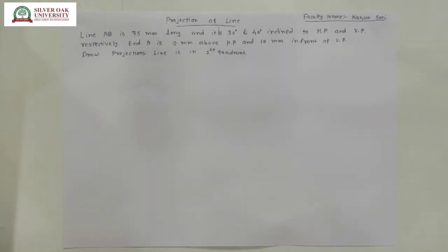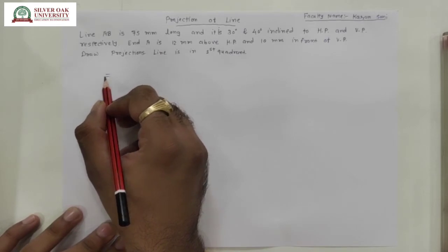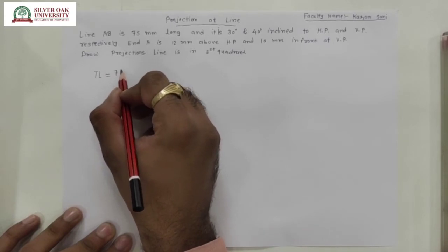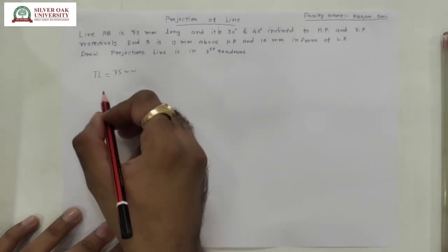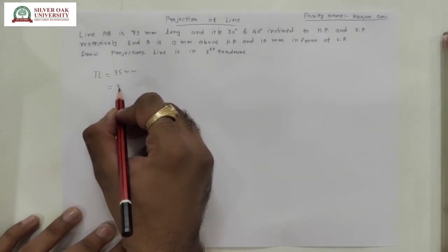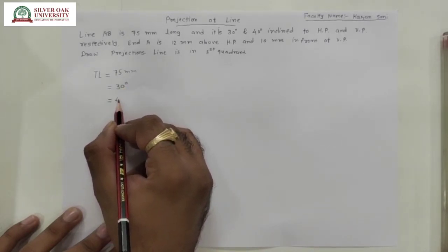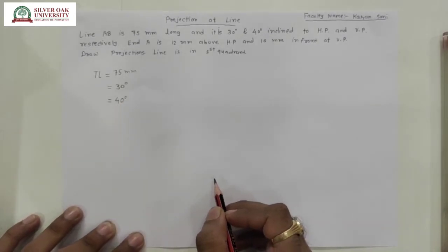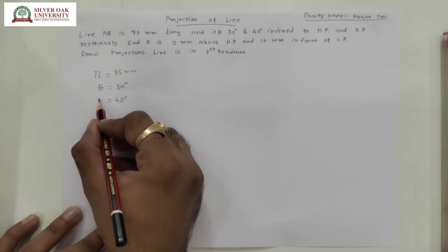So first of all, let's see what is given in the data. The data says that line AB is 75 mm long, which means the true length of the line is equal to 75 mm. And two angles are given. One is 30 degrees inclined and the other is 40 degrees inclined. The first angle, 30 degrees, is with the HP, the horizontal plane, that is the angle theta, and the second angle is with the vertical plane, that is the angle phi.